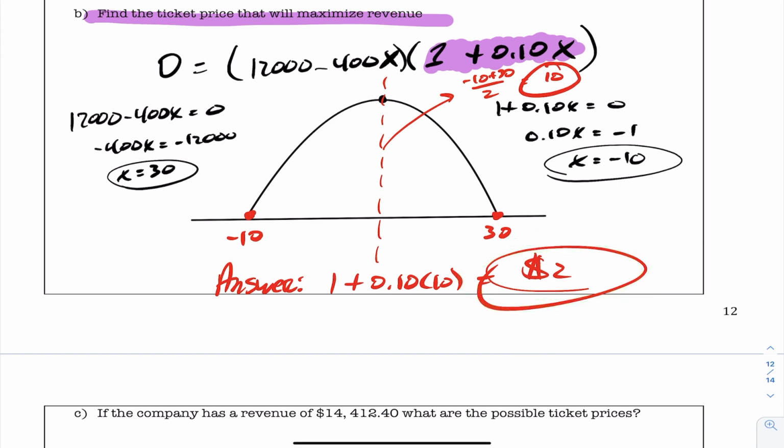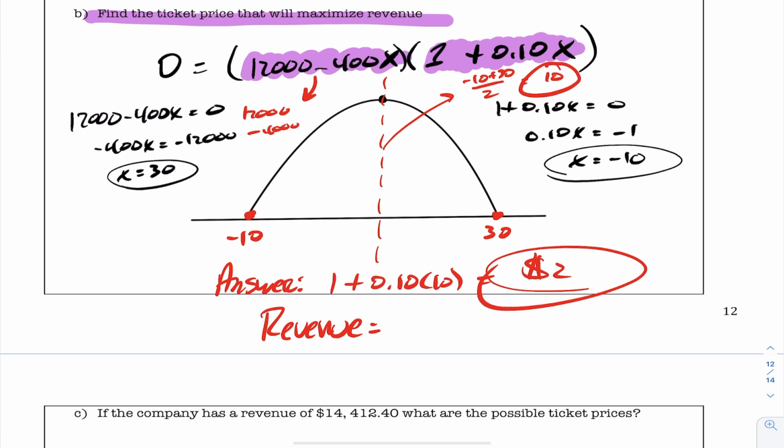What is the actual revenue? Well, the question doesn't ask us what the revenue is, but the revenue is going to equal, if I let x be 10 here, we're going to get a decrease in the number of people that buy the tickets. You're going to have 12,000 minus, that'll be 4,000. You're only going to have 8,000 people buy the tickets this time, but that'll maximize your revenue. 8,000, and you multiply that by the new price of tickets, which is $2, you're going to make $16,000 in revenue.